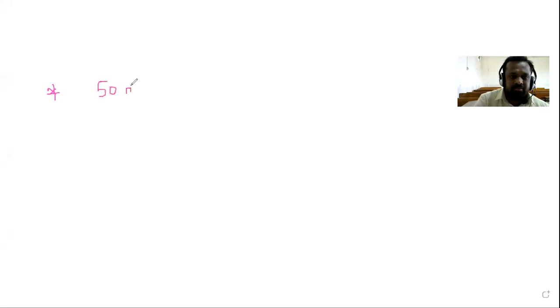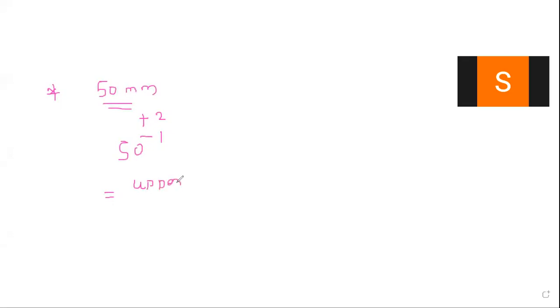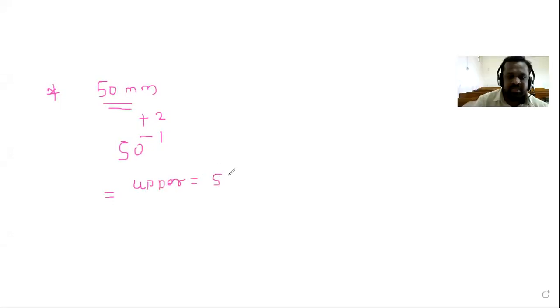Yes, sir. Now please tell me. I will take another example here. 50 mm. Okay. And suppose they have given like this 50 mm, plus 2 minus 1. Then please tell me what is the upper limit? Yes, 52. The upper limit is nothing but 50 plus 2, so it is 52 mm. Okay, and what is meant by the lower limit?